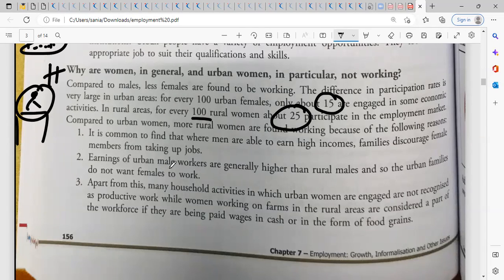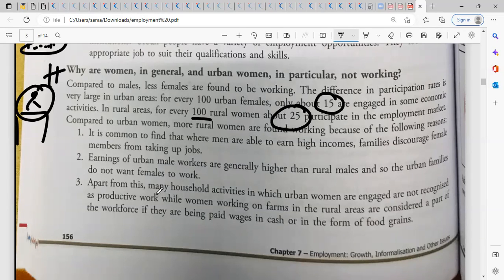Second, earnings of urban male workers are generally higher than those of rural males, and so urban families do not want females to go to work. Similarly, comparing the person who is earning in urban areas and the person working in rural areas, the urban male will be earning higher. So they don't want their females to work. They say, we are working and it's sufficient for the home, sufficient for the family.